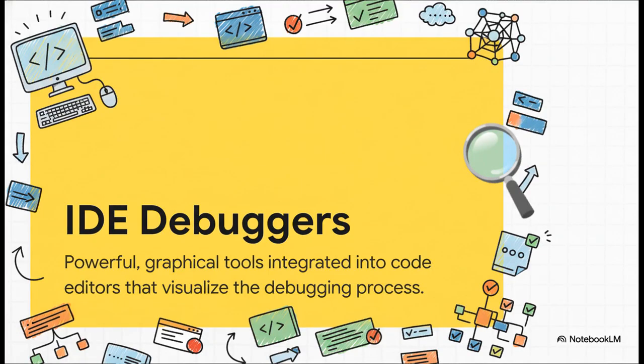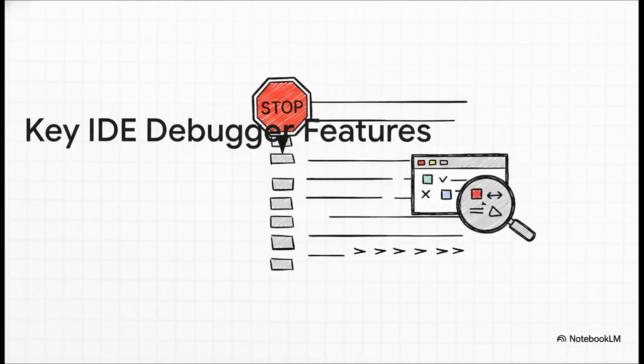Okay, for the really complex head-scratcher cases, you're going to want the full crime lab. And that's where IDE debuggers come in. These are super powerful graphical tools that are built right into editors like VS Code or PyCharm, and they give you this amazing visual way to see exactly what your code is doing. Here's how it works. You just click in the margin of your code to set what's called a breakpoint.